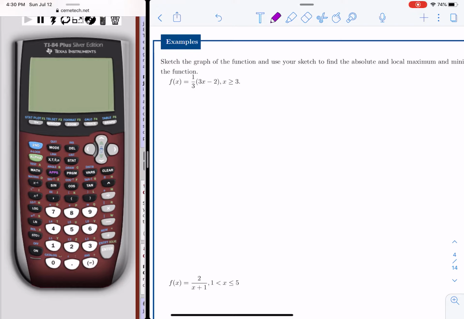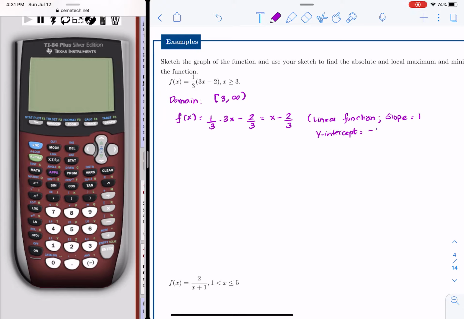So here we have a function. The domain is 3 all the way up to infinity. If I rewrote this function, I can distribute that 1 over 3, 3x minus 2. The 3's would get cancelled. I have x minus 2 over 3. And you should be able to recognize what that function is. That is a linear function. The slope is 1. Y-intercept is negative 2 over 3.